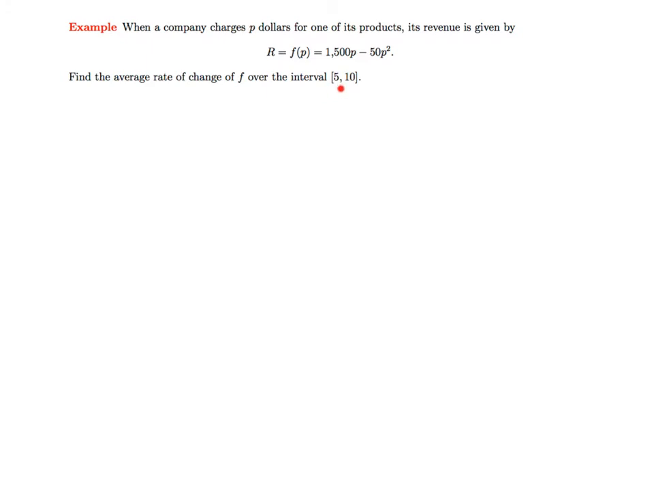So this is an interval corresponding to inputs into the function. So this is an interval of price. So let's just recall, in general, the average rate of change. I'm going to indicate that with an ARC over, in this case, the interval from 5 to 10. It is going to equal the total change in the output of this function, the total change in the revenue, over the total change in the input, the total change in the price.